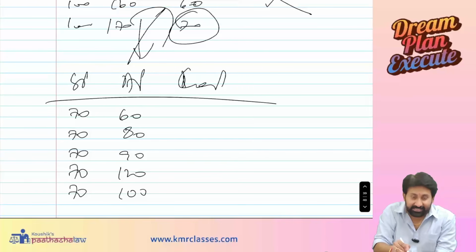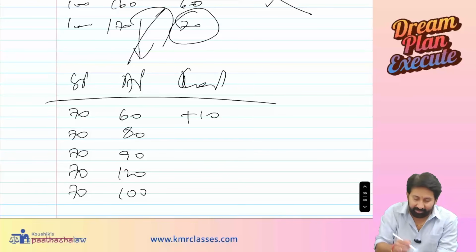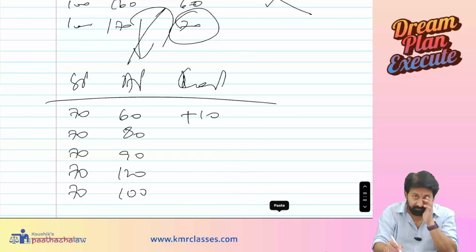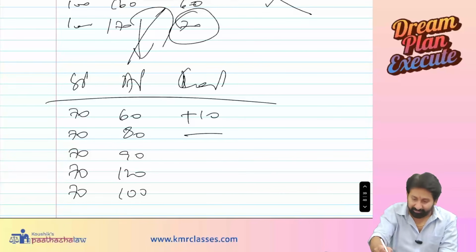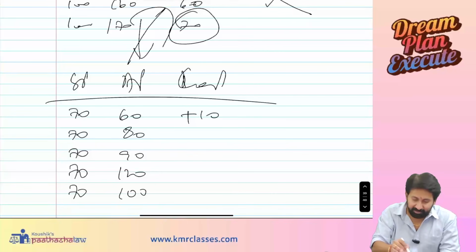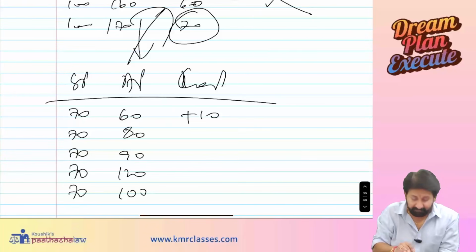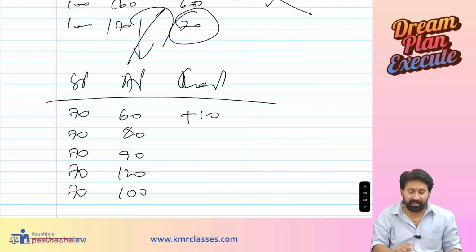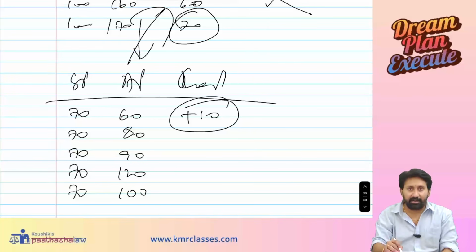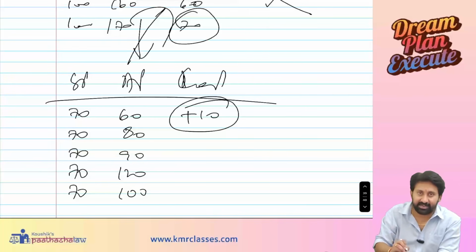If AP is 60, you will get a profit of 10. If AP is 80, you won't get anything. If the market price is 60, I have an option to sell at 70. So I will get only 10 rupees. I will exercise and I will get a gain.